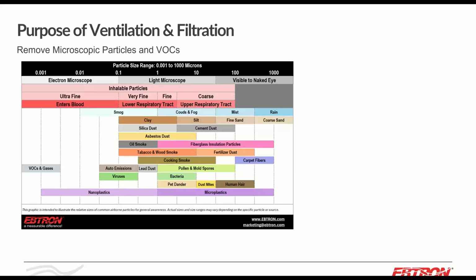So what are we trying to remove from the indoor space? There's all sorts of things that are in the air. And this chart here kind of shows the differences of things that are in the air. And we have to be concerned really about the things that are 10 microns and below, where you can see the coarse bar and the fine bar at top and the very fine. Those are things that can get deep into the lungs. And there are things that you cannot see with the naked eye. So we don't really know that they're there, but yet we're breathing them in.